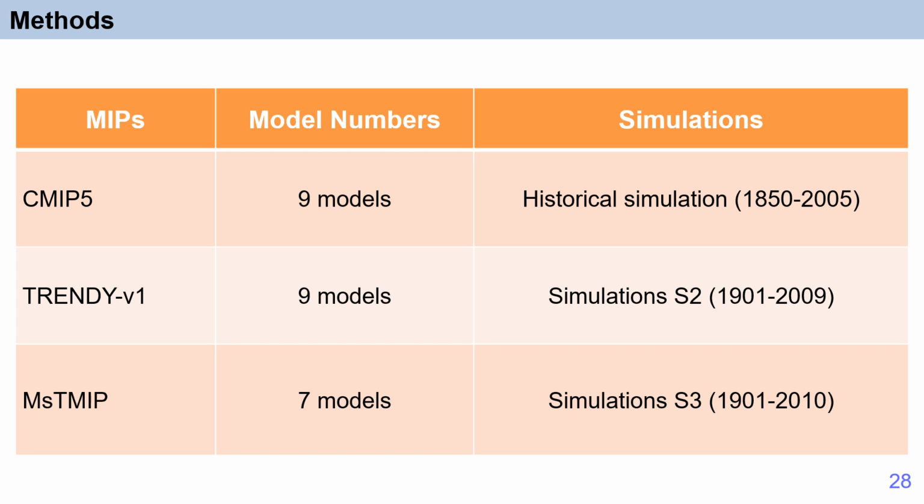For CMIP5, they used 9 models under historical simulations. For Trendy, they used 9 models under S2 simulations, and there are 7 models for MISMIP and S3 simulations. This analysis was conducted at global scale and at annual time step.